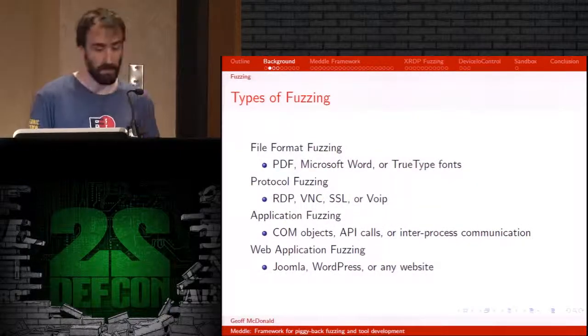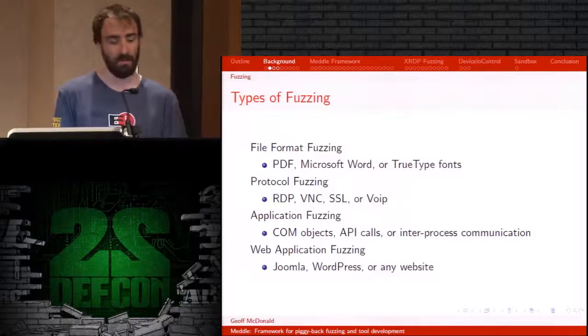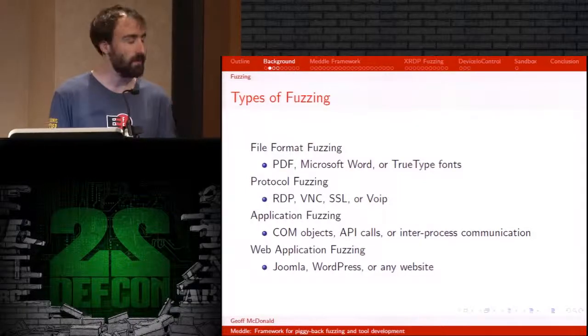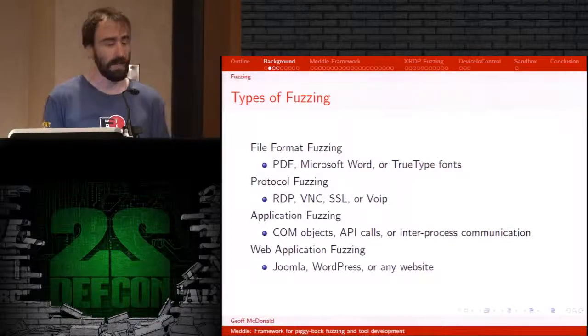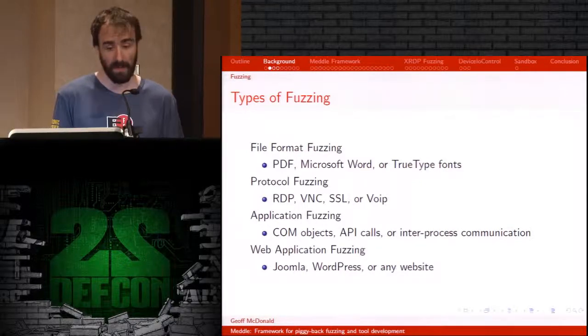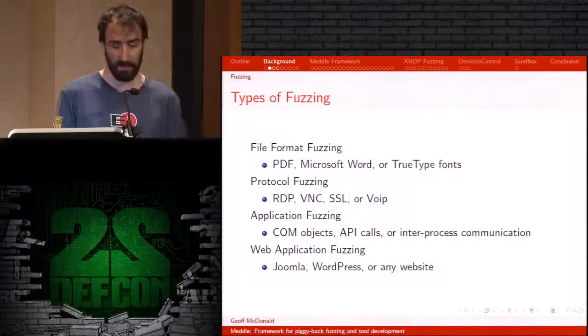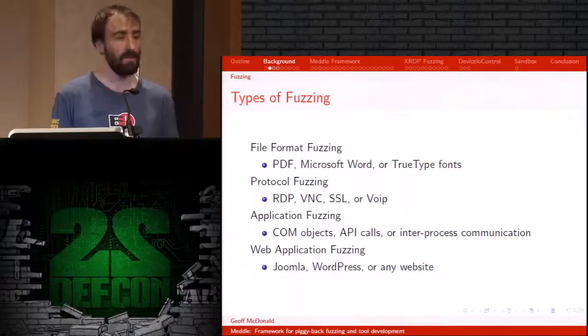So first I'm going to go over a little bit of background. There are several different types of fuzzing, and some of these overlap with one another. They aren't exactly distinct. For example, file format fuzzing can be PDF or Microsoft Word. Meanwhile, protocol fuzzing could be things like RDP. Application fuzzing could be COM objects or API calls.